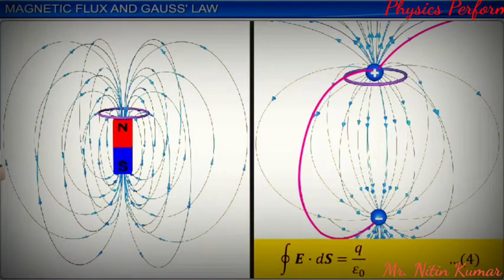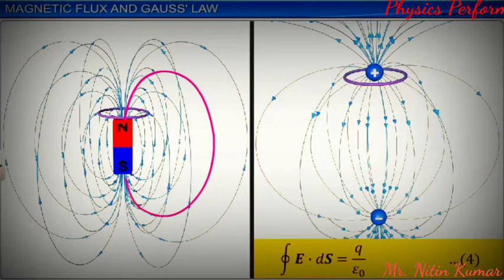On the other hand, the magnetic field lines due to a magnetic dipole are directed from north pole to south pole externally and south pole to north pole internally. That is, the magnetic field lines are continuous closed loops. Here, the number of magnetic field lines going beyond the closed surface is equal to the number of magnetic field lines entering into the closed surface. Thus, the net magnetic flux enclosed by the closed surface is 0.